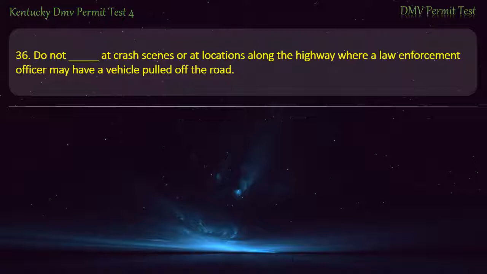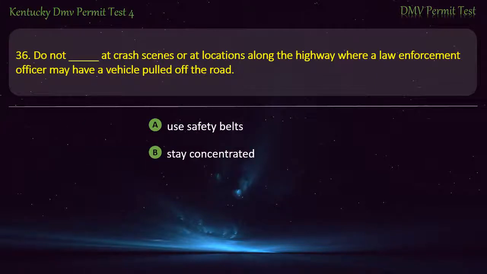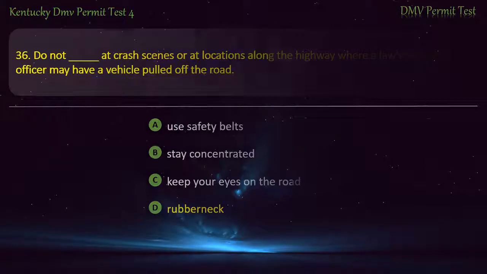Question 36. Do not, at crash scenes or at locations along the highway where a law enforcement officer may have a vehicle pulled off the road, use safety belts. Stay concentrated. Keep your eyes on the road. Rubberneck. Answer. Rubberneck.